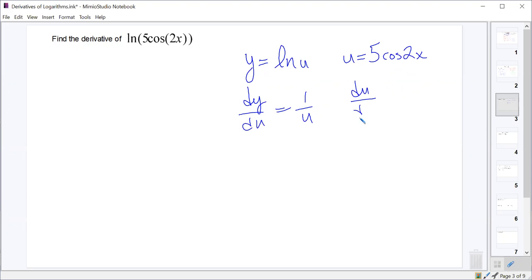And the derivative du/dx, well, how do I take the derivative of 5 cosine 2x? Do you have to use the chain rule again? Chain rule again, yep. This is 5 cosine v with v equal to 2x. So the derivative of 5 cosine v is negative 5 sine v times the derivative of v, which is 2. Everybody okay with both of those?